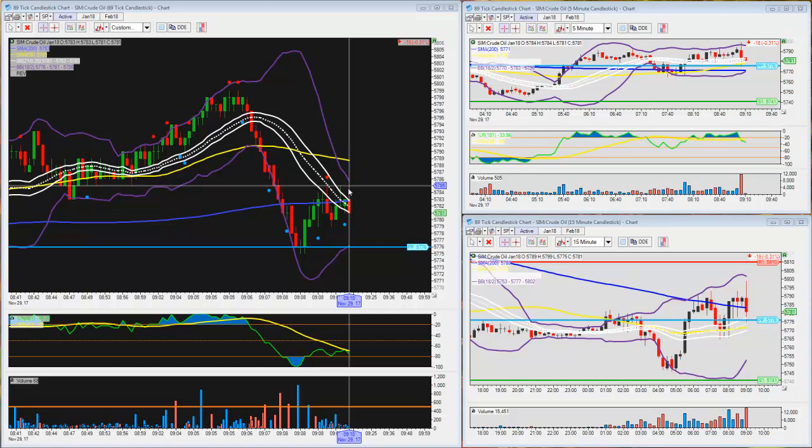I'm still toying with color schemes and things like that. But you can always change your color schemes. It's pretty simple when it comes to that.